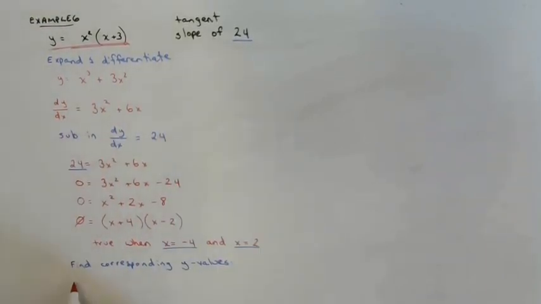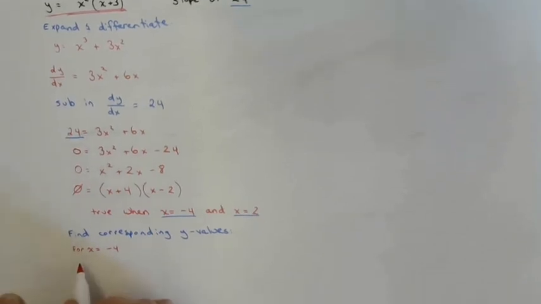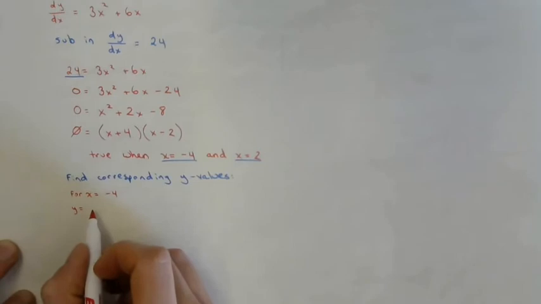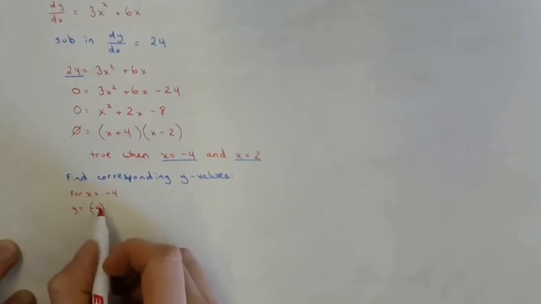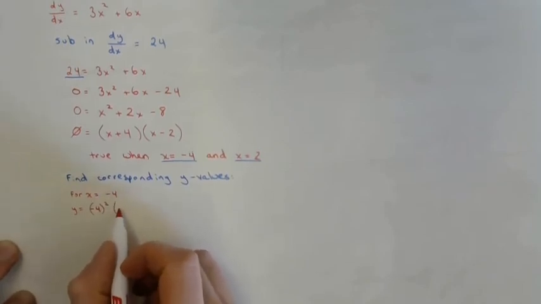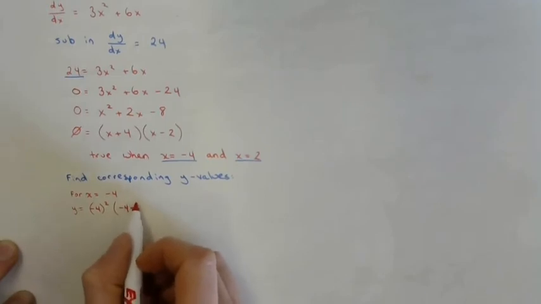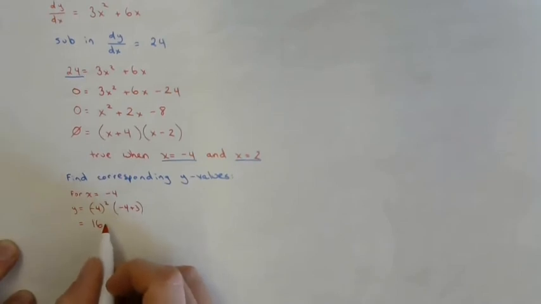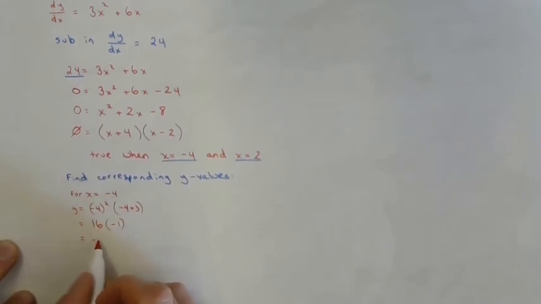So here we go. For x equals -4, scrolling up, we're going to go y equals (-4) squared times (-4 plus 3). -4 squared is 16. 16 times -1 is -16. Therefore, one of the points is (-4, -16).